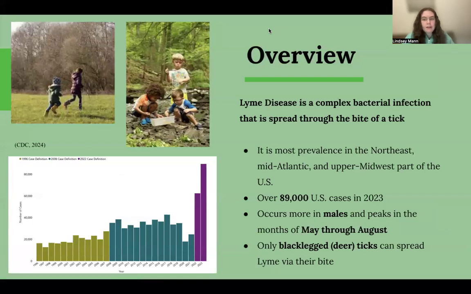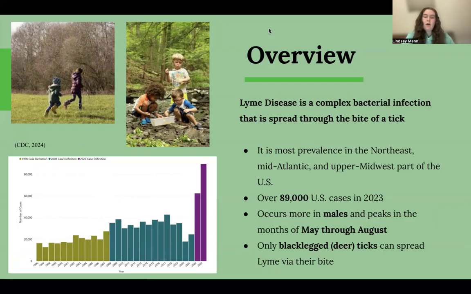So, a quick overview of what Lyme disease is. It is a complex bacterial infection that is spread through the bite of a tick, more specifically through the saliva of the tick when it bites the host. And it is more prevalent in the Northeast, Mid-Atlantic, and upper Midwest parts of the United States. Over 89,000 people in the US were diagnosed in 2023.